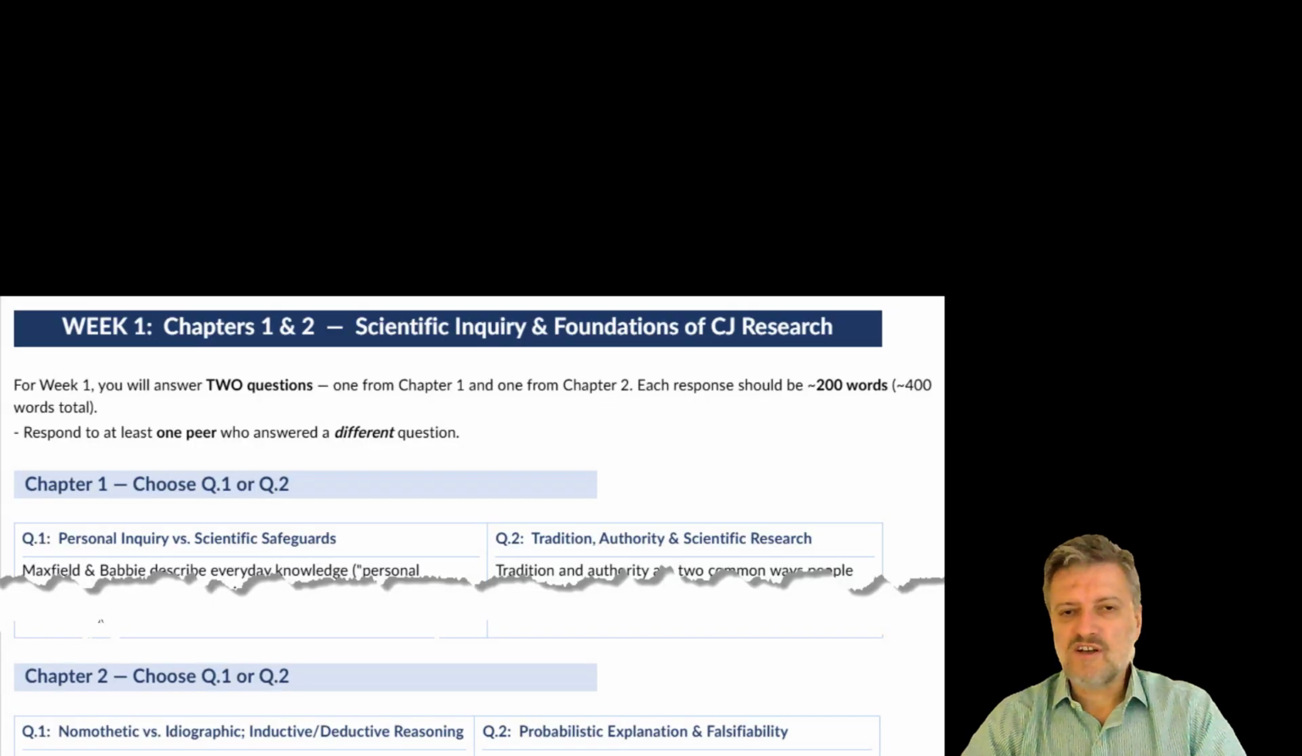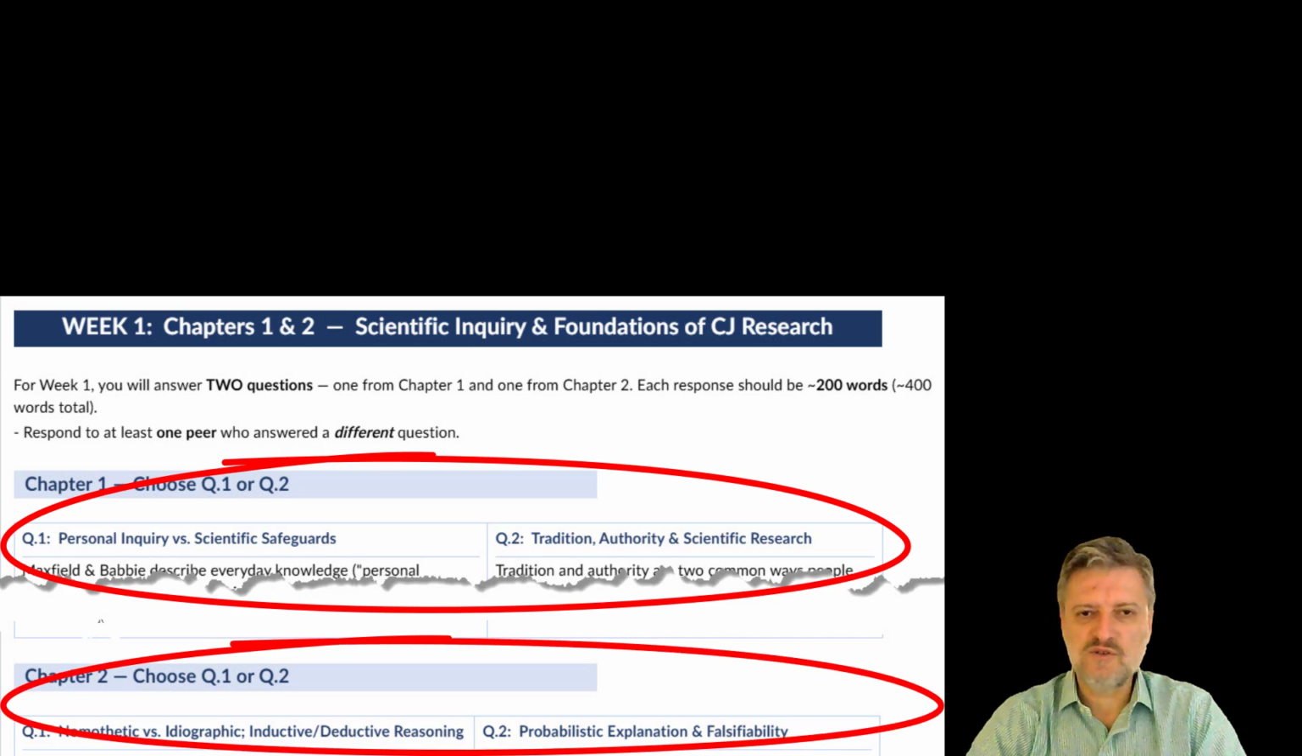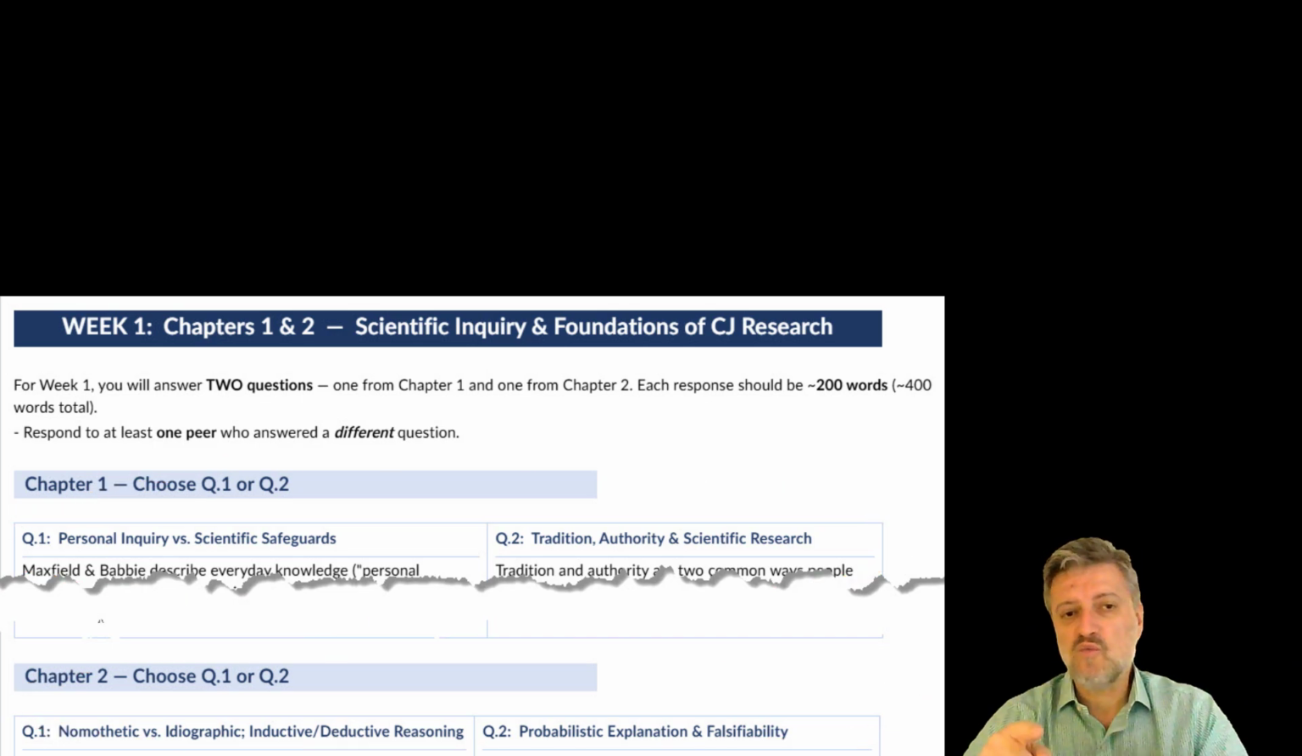For the discussion board, you're given 4 questions in total, 2 from chapter 1 and 2 from chapter 2. You will answer 2 questions only from the 4, choosing one from chapter 1 and one from chapter 2, about 200 words each. This is the same format each week, except for week 4.